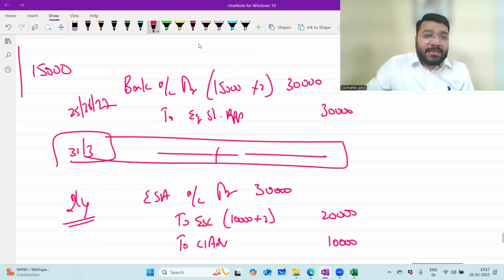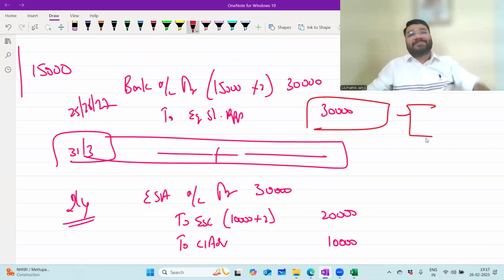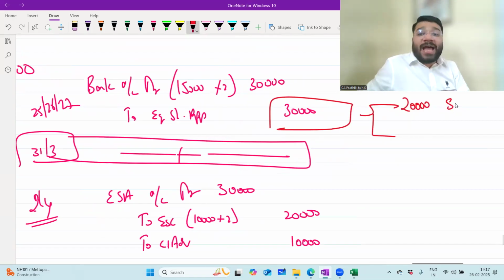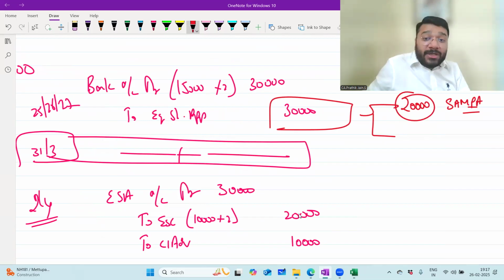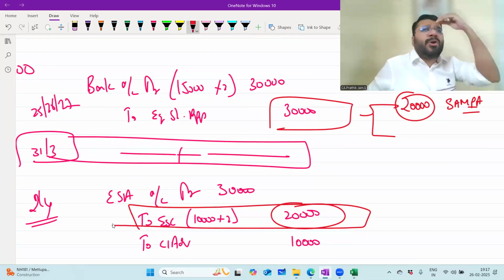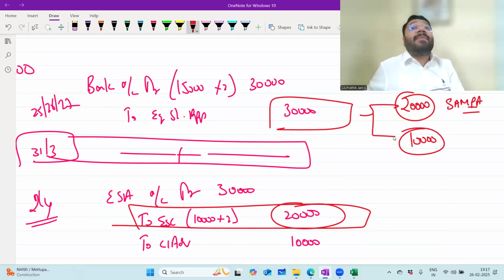My question goes to all of you. On 31st March, this 30,000 rupees, how will you classify and where will you classify? 20,000 share application money pending allotment. Very good. Sir, this 20,000 rupees will go to share application money pending allotment, because for these 20,000, I'm confirmed to transfer to the capital account. I'm confirmed to give the shares. But for the remaining 10,000 rupees, I'm not going to refund, but I'm adjusting against future allotment or call money.